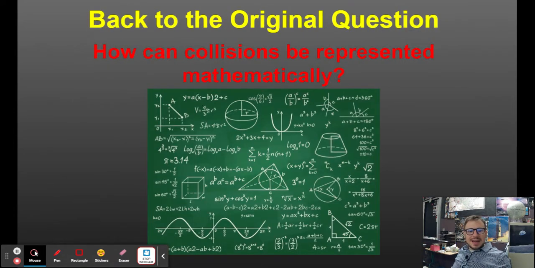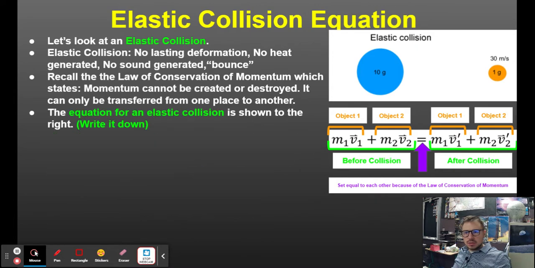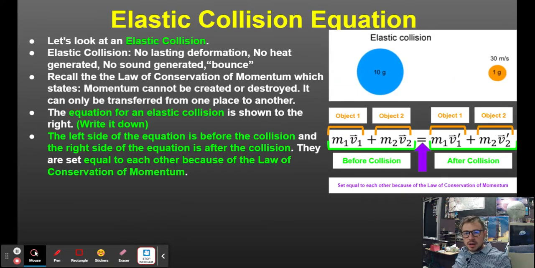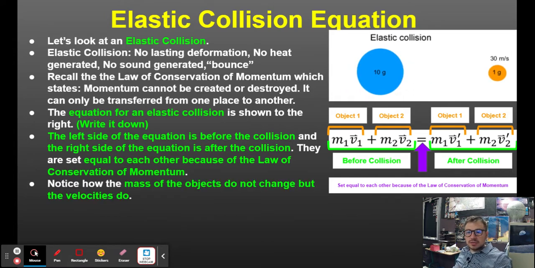All right, so now let's talk about collisions and how they can be represented mathematically. So let's look at elastic collision. What I want you to see here is the equation over there, right? M1 times V1 plus M2 times V2 equals M1 times V1 prime plus M2 times V2 prime. Notice that the left side of the equation is before the collision, and the right side is after the collision, and they have to be set equal to each other because of the conservation of momentum, whatever you start with, you have to end with.